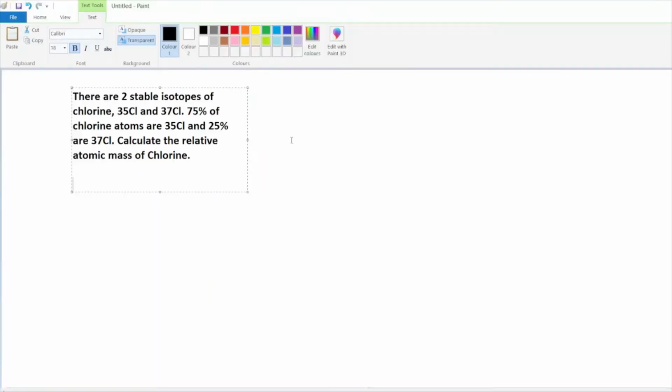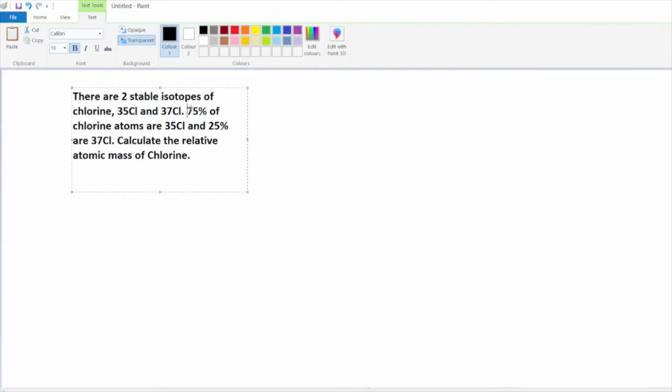So this was actually the 15th question. So we're given the fact that there are two stable isotopes of chlorine, 35Cl and 37Cl. So these are the mass numbers, 35Cl and 37Cl. Now, because we know that chlorine has 17 protons, then we know that this one will have 18 neutrons and this one is going to have 20 neutrons. So the relative atomic mass takes into account all the isotopes found of the element. So here's what we do to calculate it.